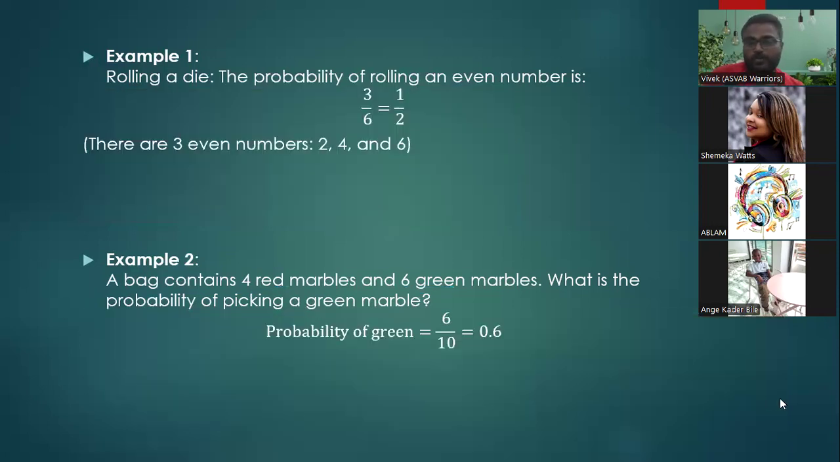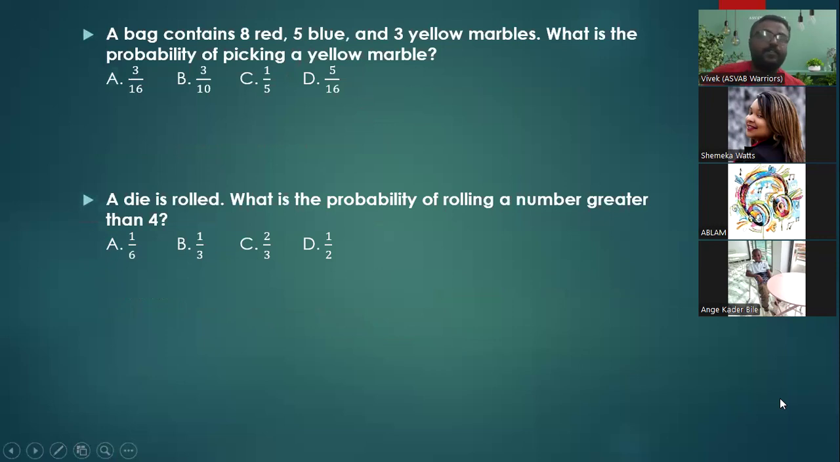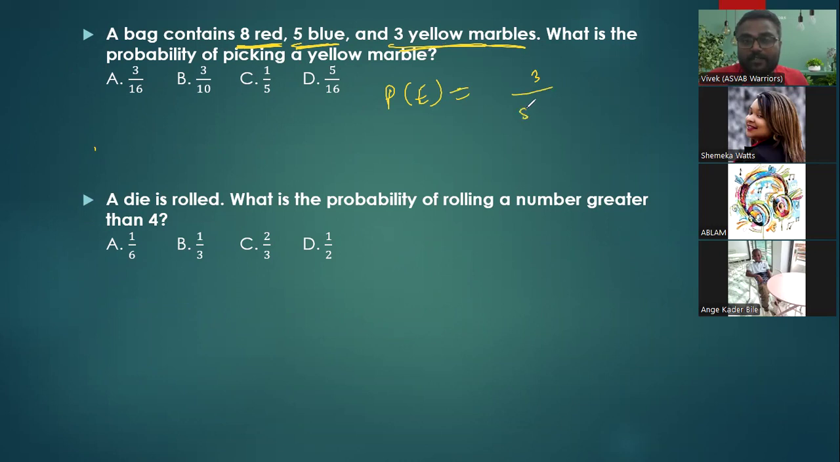Let's move on to the next few questions. Here we go. Let me read the question for you guys. A bag contains 8 red, 5 blue, and 3 yellow marbles. What is the probability of picking a yellow marble? Yellow marbles are nothing but 3. Then you add everything up, 8 plus 5 plus 3, which gives 3 over 16. So we have A as our answer.